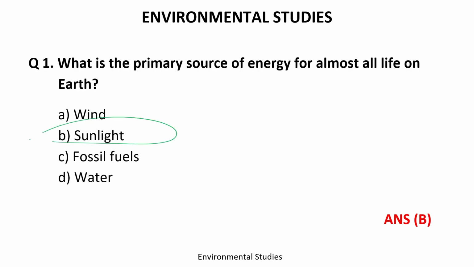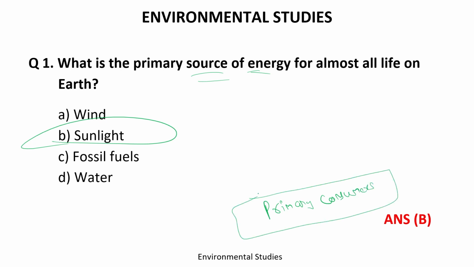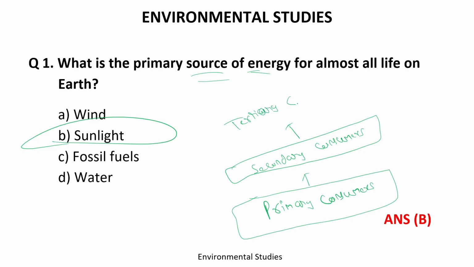Time's up. The correct answer is B, sunlight. If we talk about the source of energy, we are talking about the flow of energy, which goes like this: primary consumers, then secondary consumers, and then tertiary consumers. So this is the energy flow.